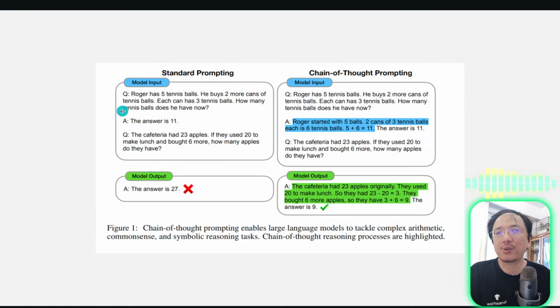If you ask a question in early chat models, so this one is for chat models, not for the pre-trained models, something that requires some reasoning, like this: Roger has 5 tennis balls. He buys 2 more cans of tennis balls. Each can has 3 tennis balls. How many tennis balls does he have now? So it gives an example right here. The answer is 11. And here's another question.